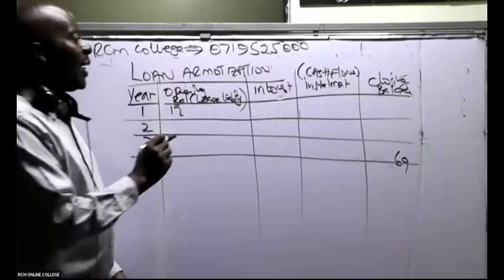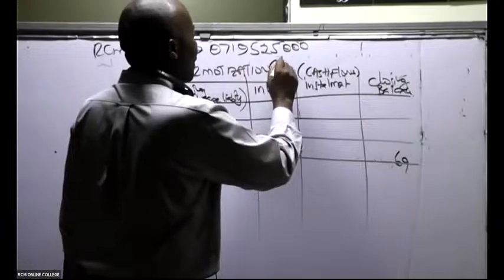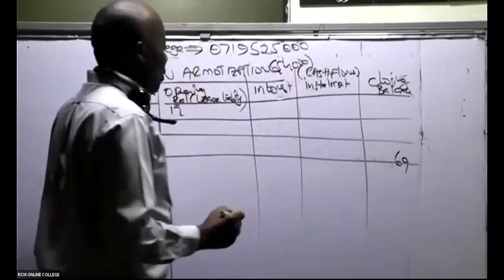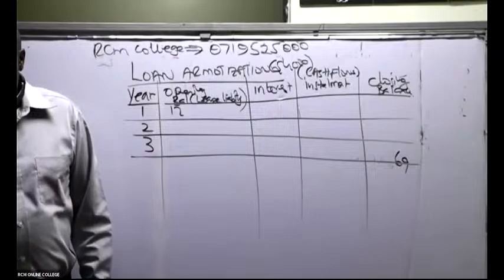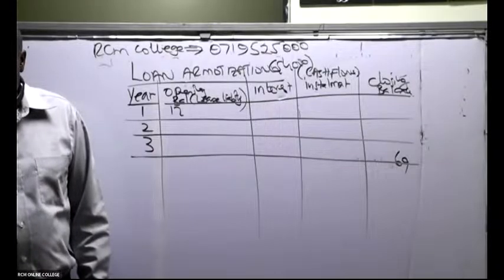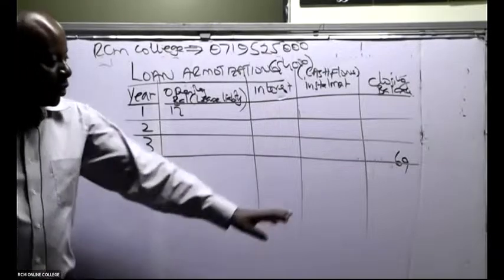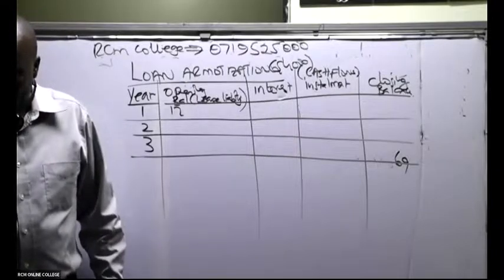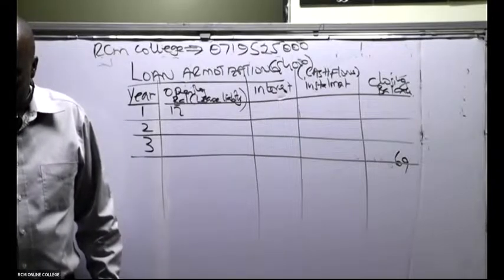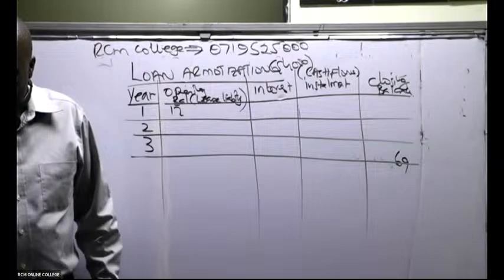Remember, our figures here are in shillings, thousands. So the opening balance is 12. Please give me the whole figure, the one that I wrote here, to two decimal places. Let me go back to 1243.4 something.